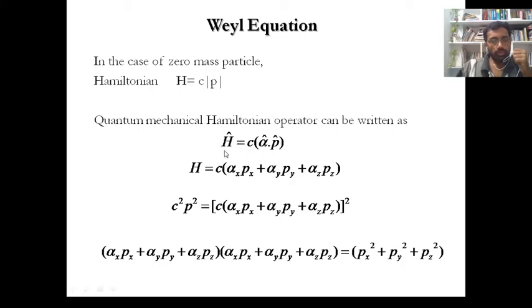So we are writing the quantum mechanical Hamiltonian operator in this form, that is h cap equal to c alpha cap dot p cap.